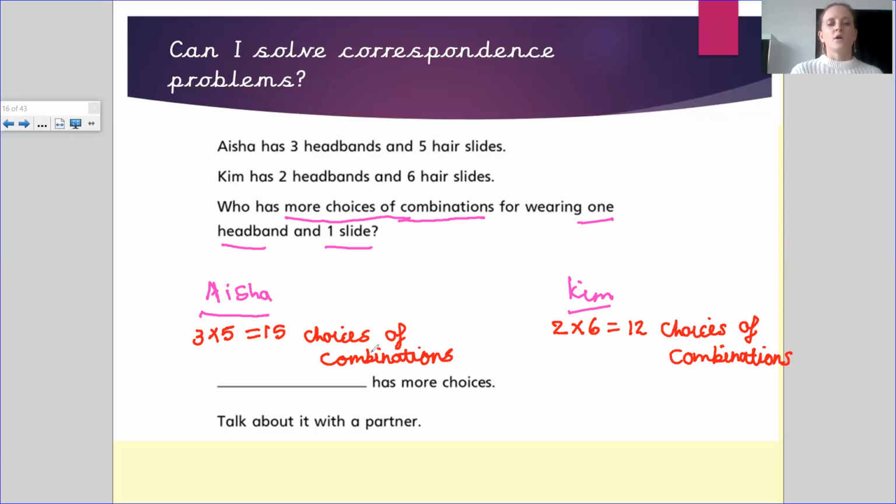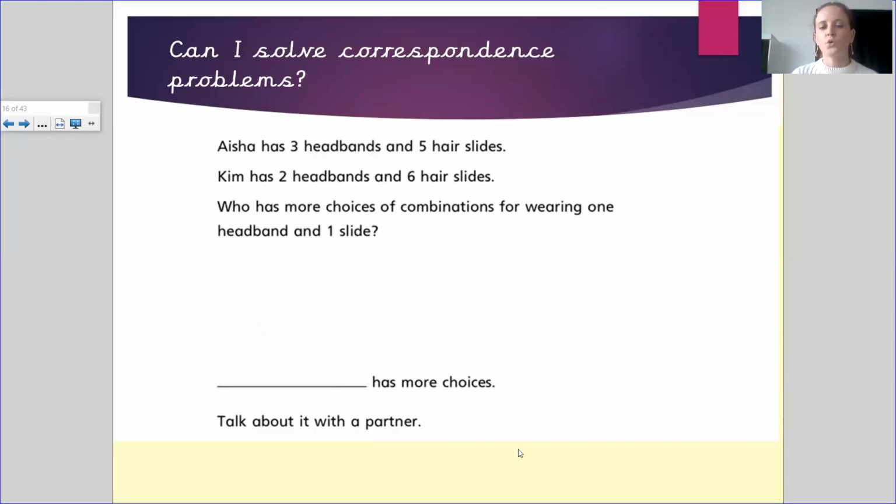Right. So who has got more choices? Aisha's got 15. Kim has got 12, which means that Aisha has more combinations. So give yourself a tick if you manage to work that one out.